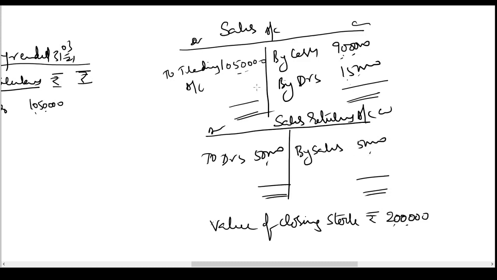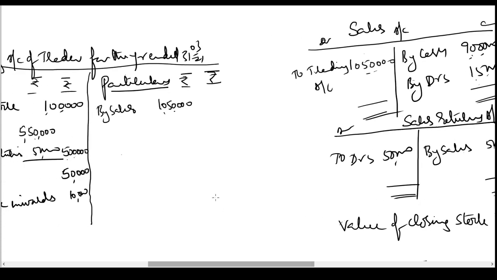But sales account is already closed by transferring it to the trading account. If I would not have transferred this 10 lakh 50,000, this 50,000 would have been debited here and the balance 10 lakh would have gone to trading account. But I have not waited for it. So what I should do is, this sales returns has to be subtracted from sales. So I go to the trading account and there I write less sales returns 50,000. The net amount would be 10 lakh.